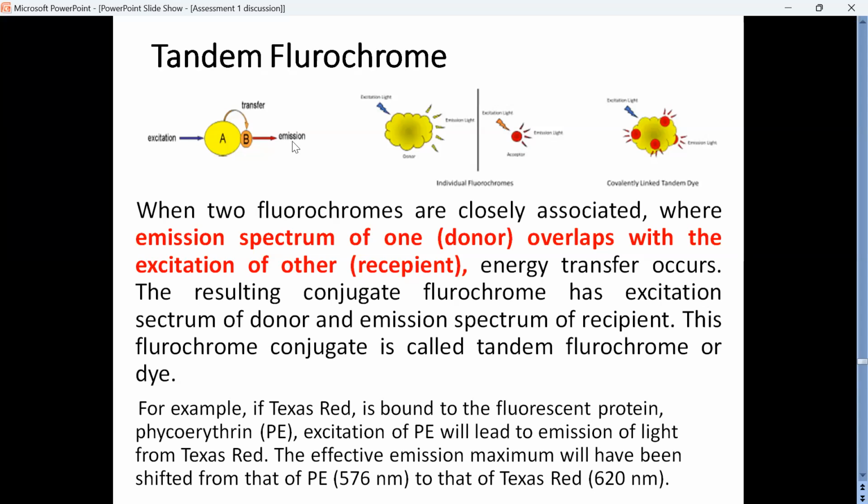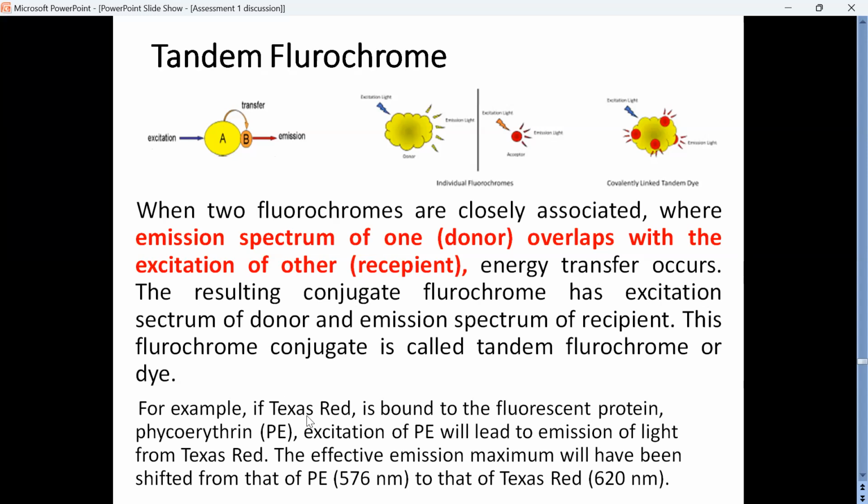Okay, so this is the beauty of tandem fluorochrome. Energy transfer occurs, and the resulting conjugate fluorochrome has the excitation of the donor or parent and the emission of the recipient. So excitation will be that of the parent or donor, and emission will be that of the recipient. That is the beauty of tandem fluorochrome.